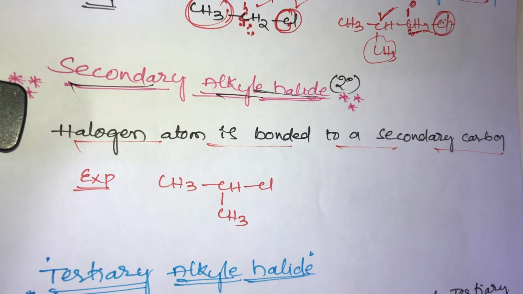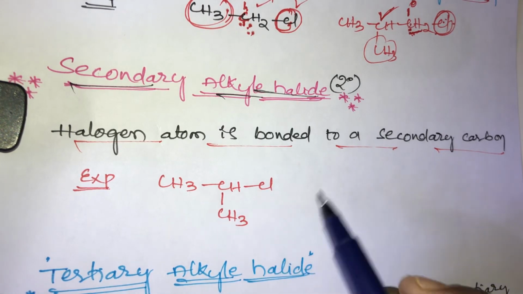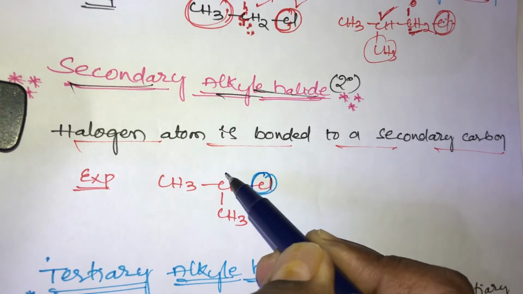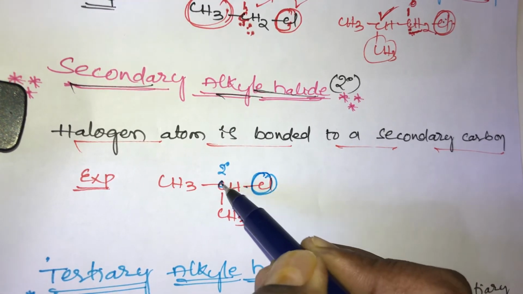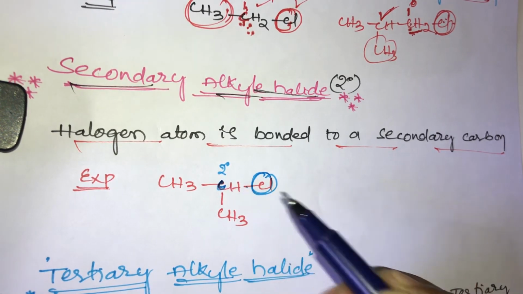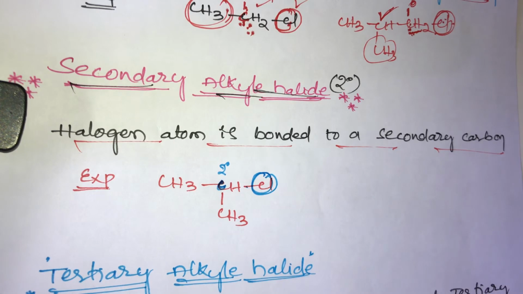Halogen atom means, for example, take 2-chloropropane. It is a 2-chloropropane. This chlorine is attached to the secondary carbon. This is the secondary carbon. What is a secondary carbon? When a carbon is bonded to two other carbons, that is known as a secondary carbon.